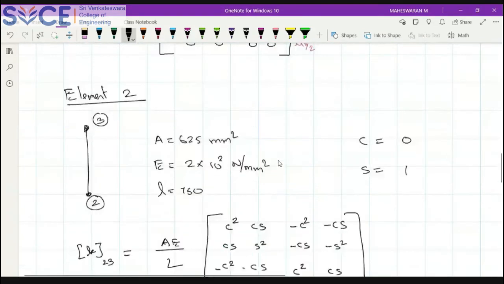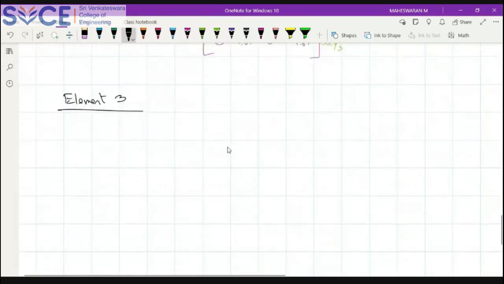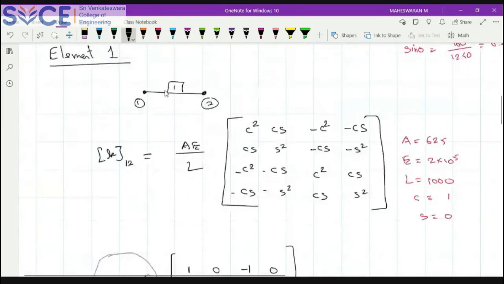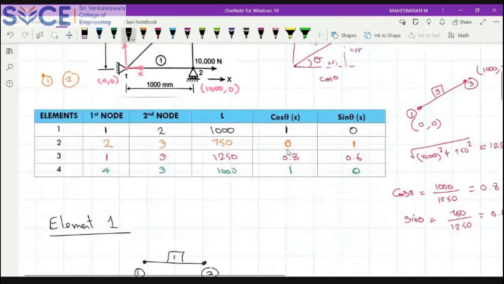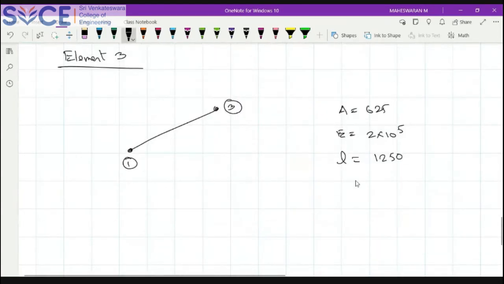Element 3 is inclined. I am able to see it is inclined, something like this. This is my element 3, connecting nodal points 1 and 3. Our area is the same, 625. Young's modulus is 2 into 10 power 5, no change. Your L is different, 1250. So based on this, in tabulation, your L is 1250, C is 0.8 and S is 0.6. So this we have to substitute.